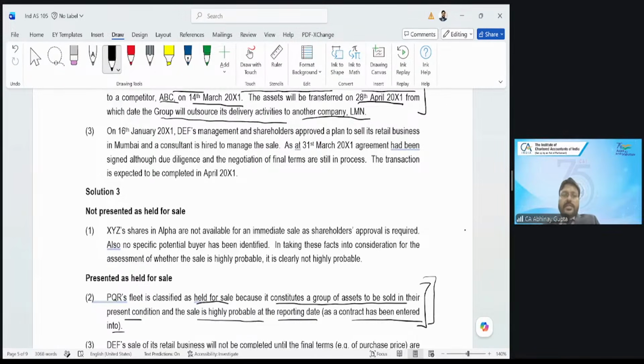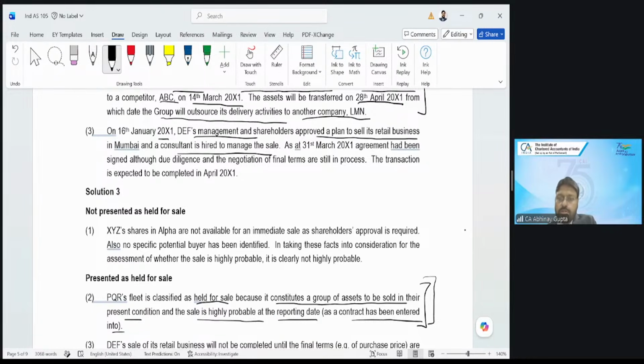Third one, on 16th of January 2001, DEF's management and shareholders approved a plan to sell its retail business in Mumbai, and a consultant is hired to manage the sale. So on 16th of January 2001, what is happening? DEF management and the shareholders approved a plan to sell its retail business in Mumbai. So the Mumbai-based retail business vertical is being planned for sale. The consultant who will be managing the sale is also hired by the management.